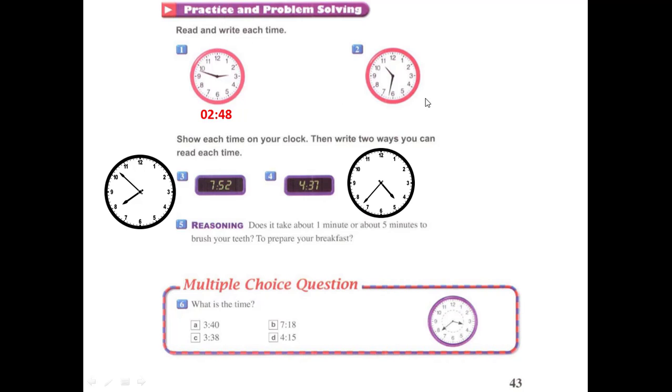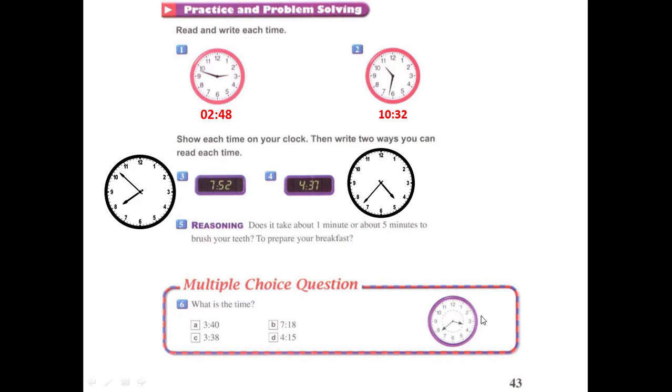Okay. What about here? The hour hand is between 10 and 11. So it is 10 o'clock. And how many minutes? 5, 10, 15, 20, 25, 30, 31, 32. So it is 10:32.